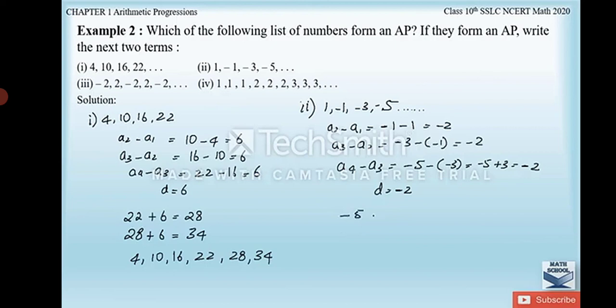Therefore, the next two terms: we have to add minus 2 to the last term, that is minus 5. Minus 5 minus 2 is equal to minus 7, and minus 7 minus 2 is equal to minus 9. So minus 7 and minus 9 are the next two terms. Therefore, the AP is 1, minus 1, minus 3, minus 5, minus 7 and minus 9.